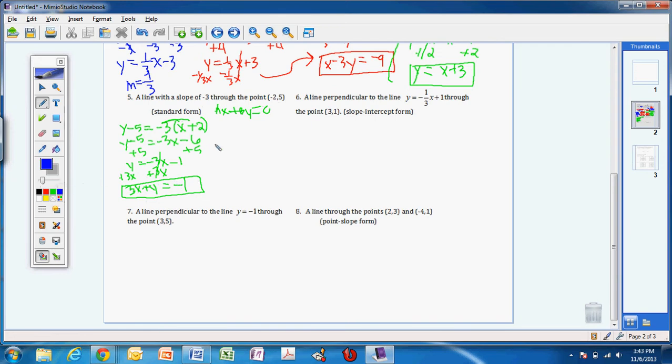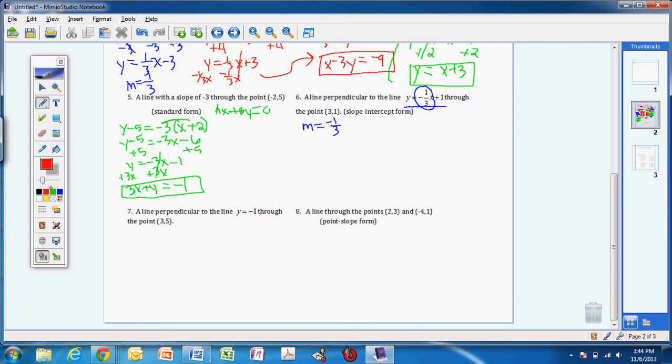Okay. So now number 6, a line perpendicular to the line y equals -1/3 x plus 1 through the point 3, 1. So from this, again, the reason that they tell us this line is so that we can interpret the slope from it. So since it's actually already in slope-intercept form, I can tell right off the bat that my slope is -1/3. So the slope of this line is -1/3.